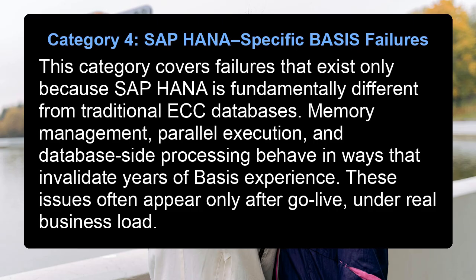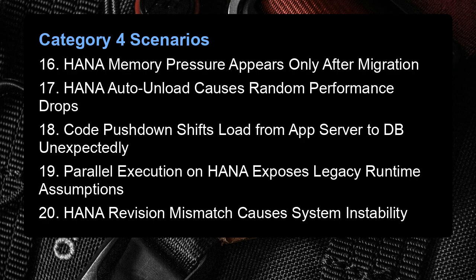These issues often appear only after go-live, under real business load. Category 4 scenarios. 16. HANA memory pressure appears only after migration. 17. HANA auto-unload causes random performance drops. 18. Code pushdown shifts load from app server to DB unexpectedly. 19. Parallel execution on HANA exposes legacy runtime assumptions. 20. HANA revision mismatch causes system instability.